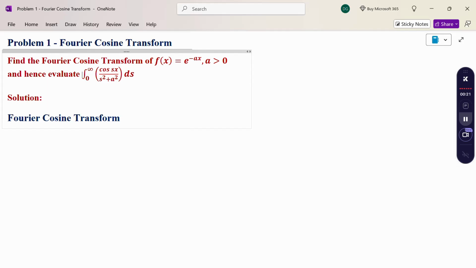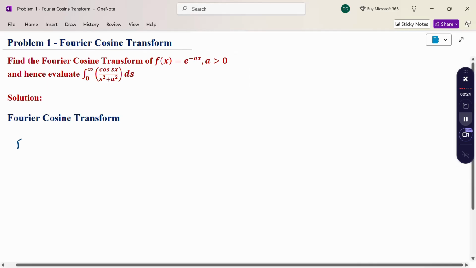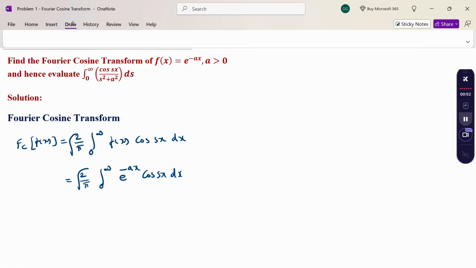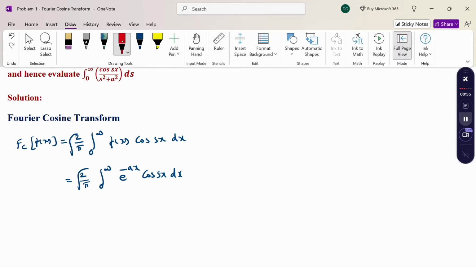First, write the formula for the Fourier cosine transform of f of x. This is the notation for taking the Fourier cosine transform: square root of 2 by pi, integral from 0 to infinity of f of x cos sx dx. Now substitute the f of x value: square root of 2 by pi, integral from 0 to infinity of e power minus ax cos sx dx. Now I am going to integrate with respect to x.